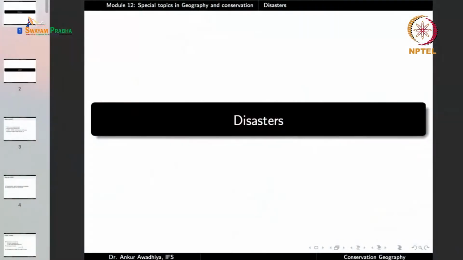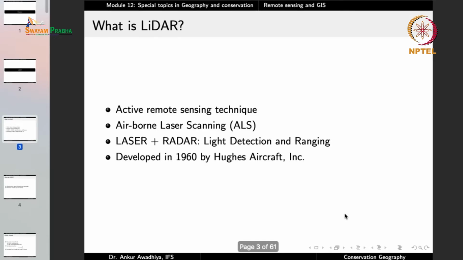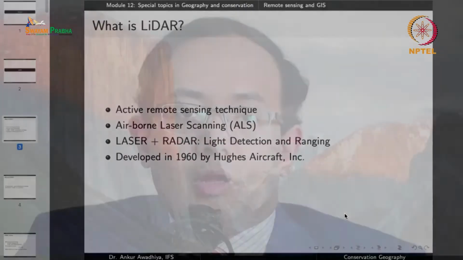Namaste. We move forward our discussion on the special topics in geography and conservation, and in this lecture we shall have a look at disasters. But before that, we'll carry on with our bit that was left out of remote sensing and GIS, specifically LiDAR. Now, what is LiDAR? LiDAR is an active remote sensing technique. Active means that it requires energy.